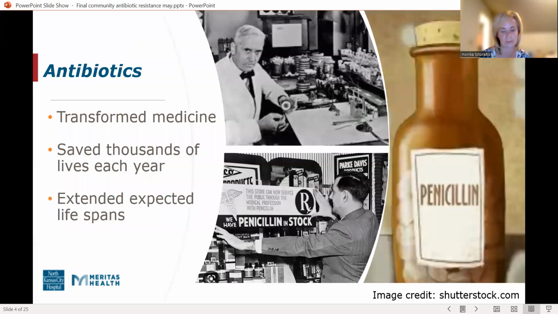A little bit of history. Prior to the 20th century, the leading cause of death was attributed to infectious disease, such as pneumonia, skin and soft tissue infections, or bloodstream infections. The average life expectancy at that time was in the mid-40s. The turning point in human history was in 1928 with the discovery of penicillin by Dr. Alexander Fleming. This was our first true antibiotic.